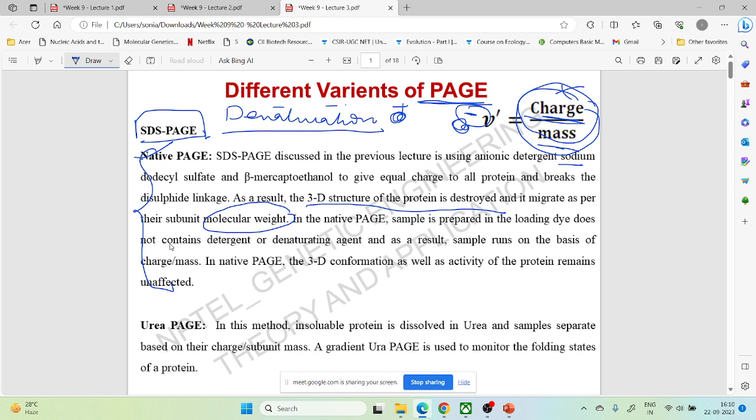In SDS-PAGE, the negative charge is there, but in urea-PAGE, there is no negative charge imparted to the protein. That can be one reason, and there is another reason also.